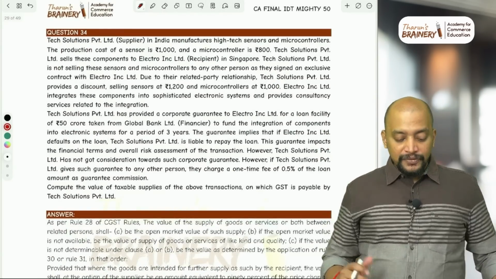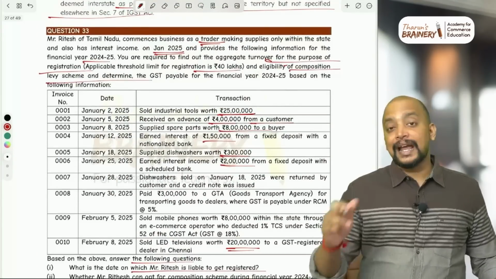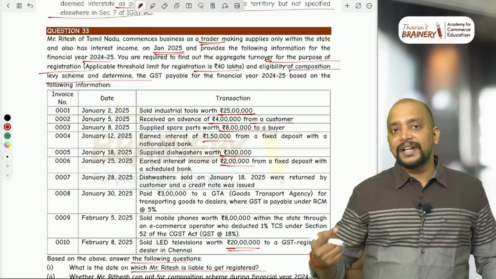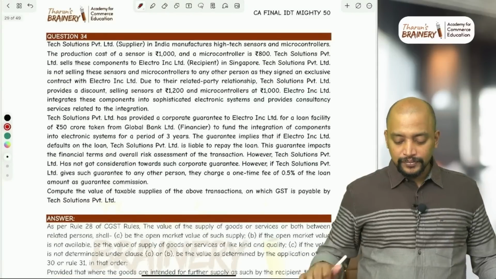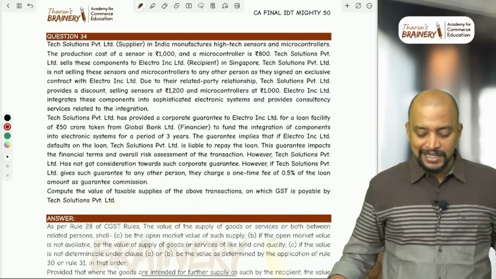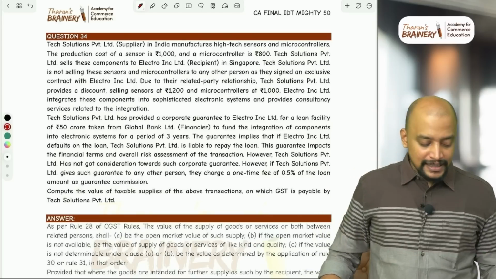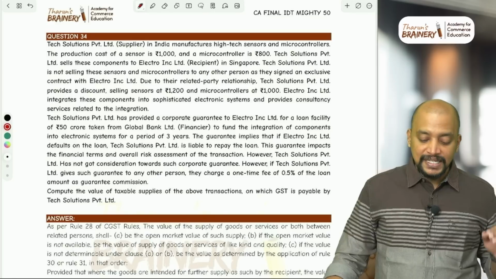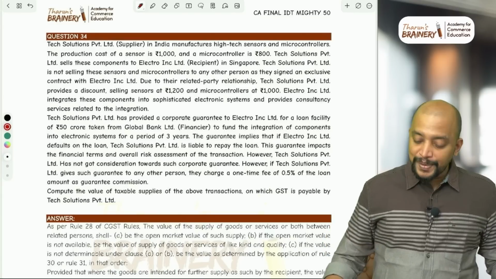Then now we are moving on to question number 34. This is a very good question. It connects registration, composition scheme and even aggregate turnover, everything. Question number 34: Tech Solutions Private Limited, a supplier in India, manufactures high-tech sensors and microcontrollers. The production cost of a sensor is rupees 1000 and a microcontroller is rupees 800.